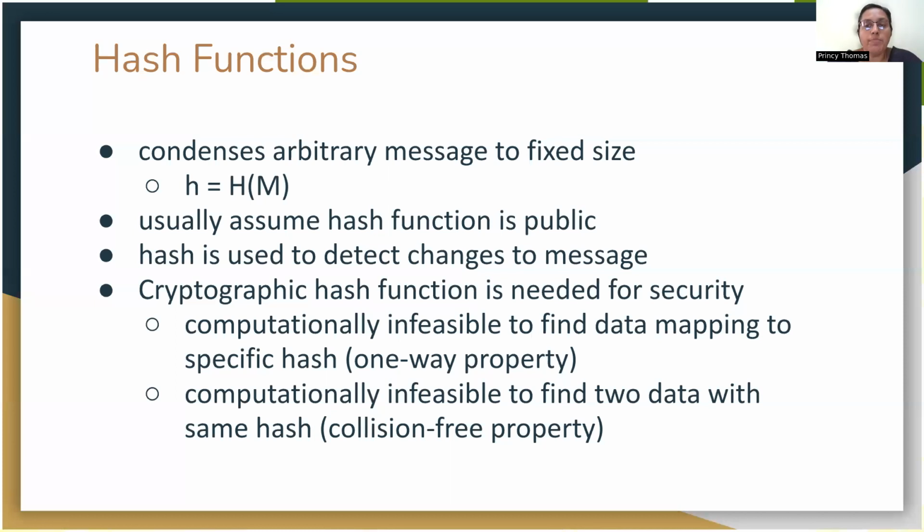And the collision-free property is that it should be computationally infeasible to find two different messages with the same hash. These are the properties that are required if you want the hash function to be cryptographically secure. But different hash functions have different levels to which these properties are satisfied, and that is why some hash functions are not secure. And that we're going to look at a little later.